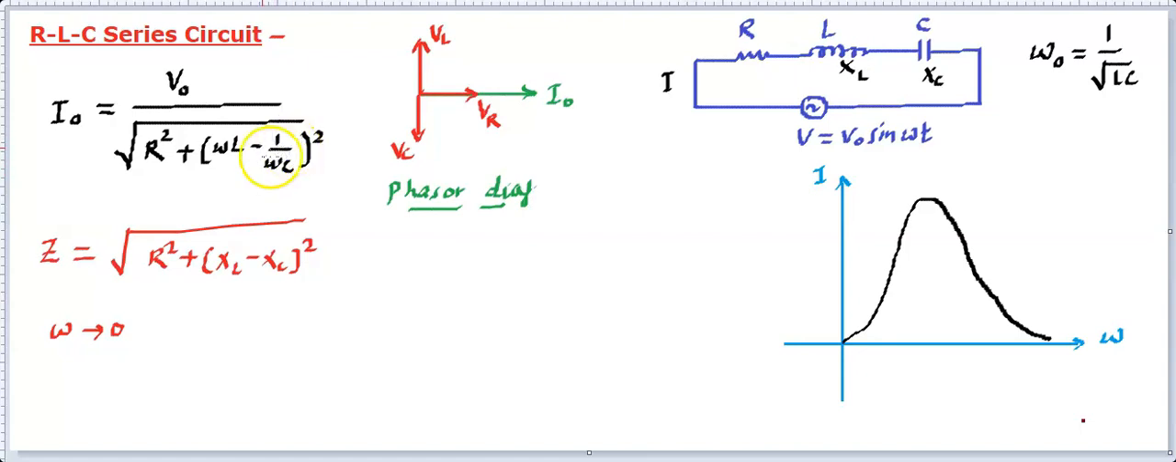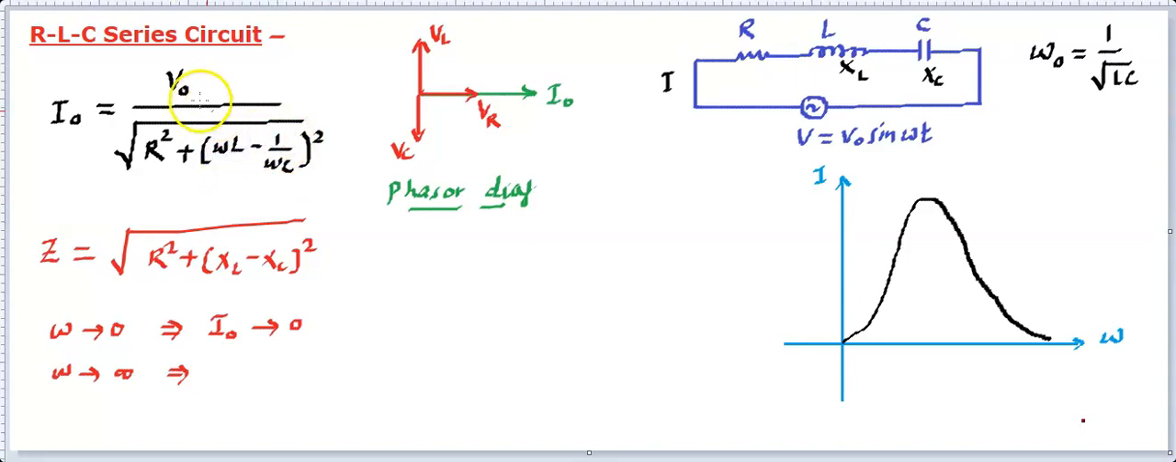1 upon 0, that's infinite. So this will become infinite. Then you'll find the entire term will become 0. That means it will give us the current, or the amplitude, as 0. And if we place omega as very large, that means infinite, then you'll find this will become infinite, and 1 upon infinite is going to be 0.